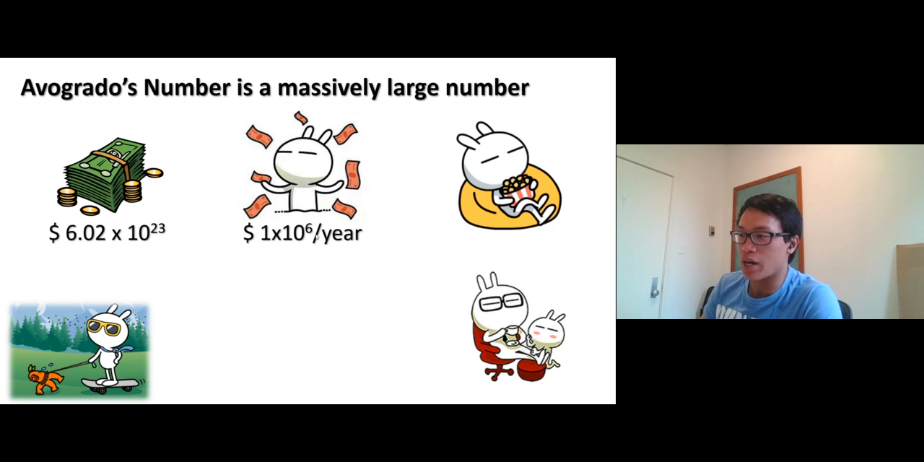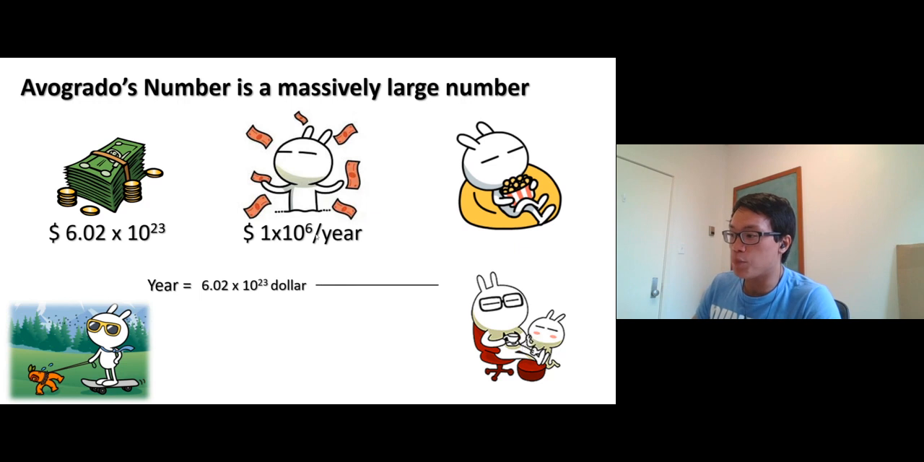Let's convert units real quick. How many years do you want to know? How much do we have? We have 6.02 times 10 to the 23rd dollars. I'm going to put $1 million at the bottom, and that's per year, because we spend $1 million per year. So the dollars cancel out. You do the math there, and you should get 6.02 times 10 to the 17 years.